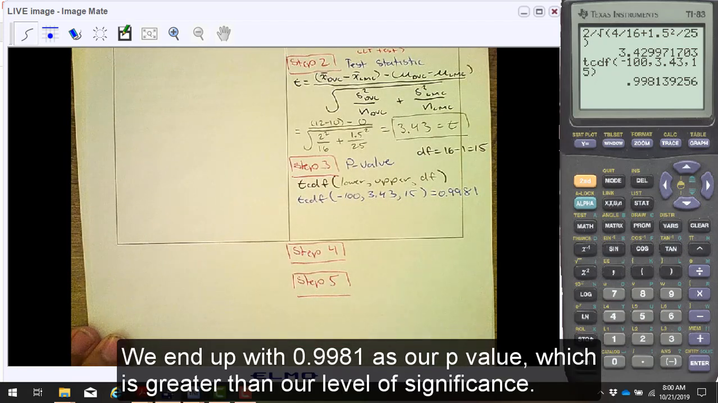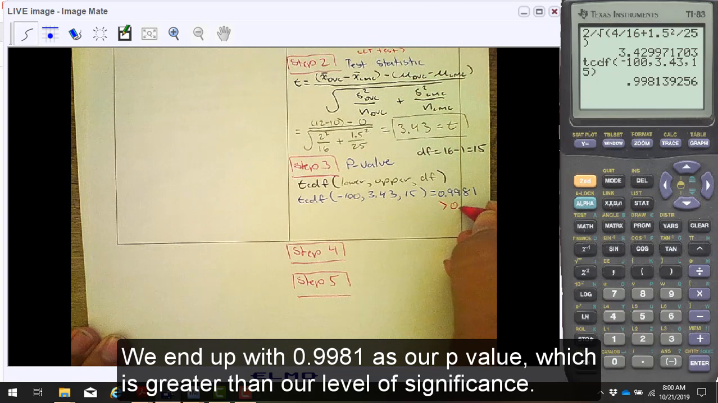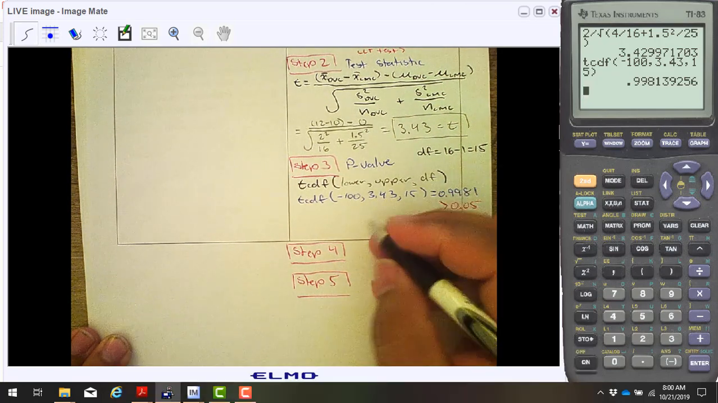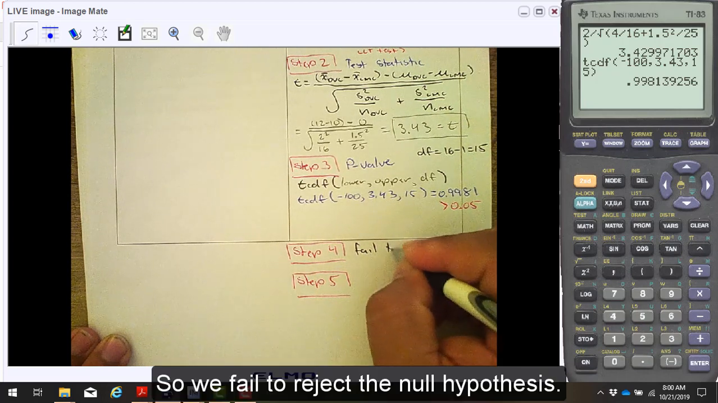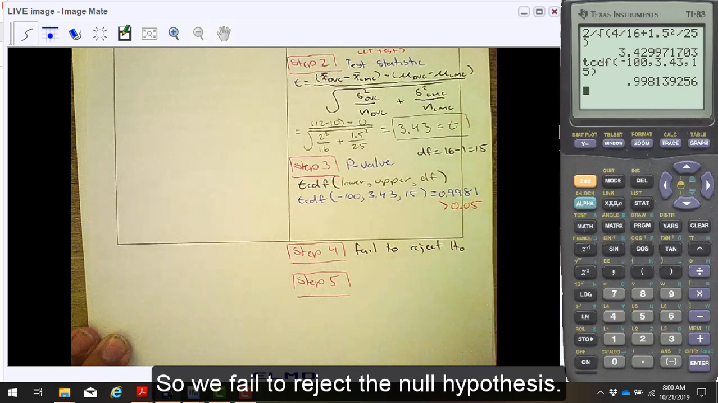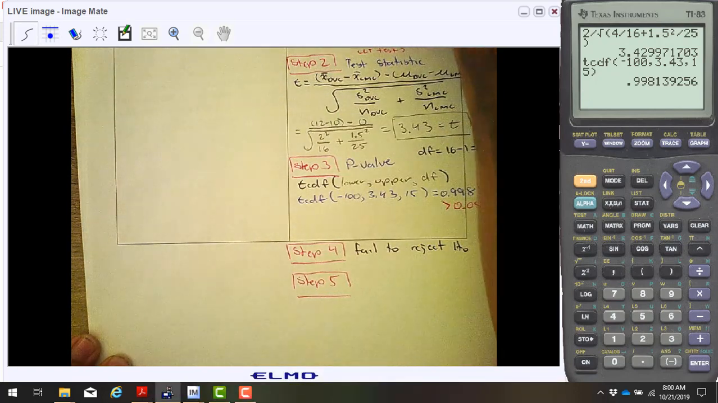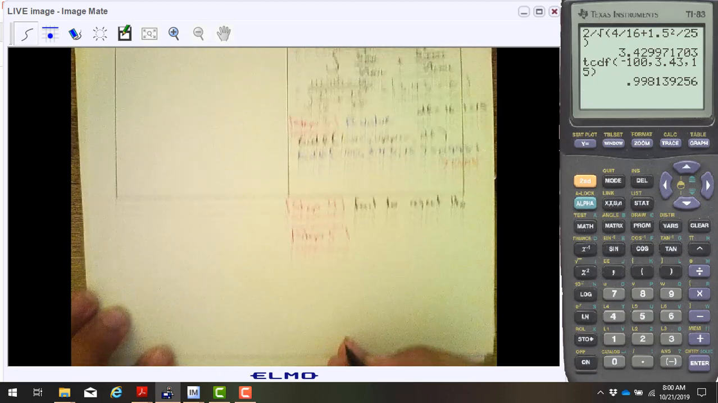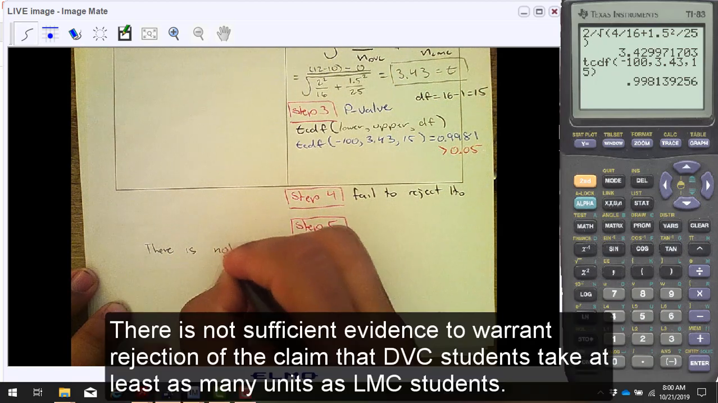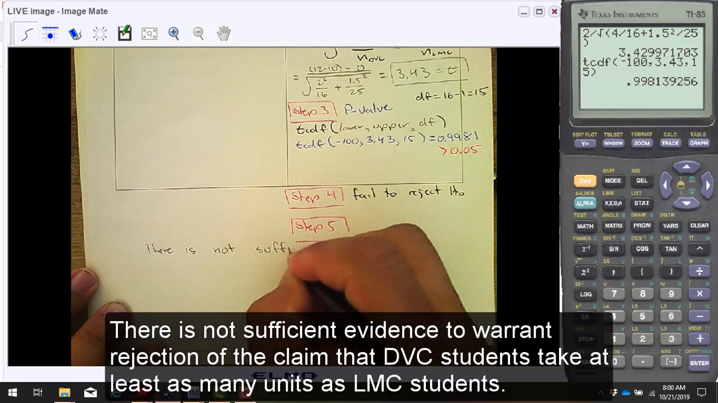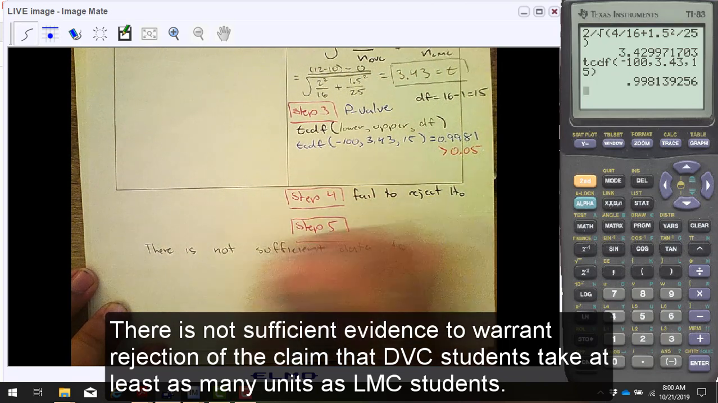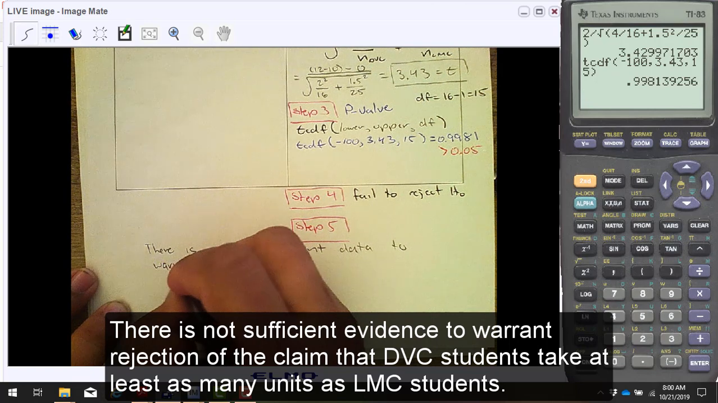We end up with 0.9981 as our p-value, which is greater than our level of significance. So we fail to reject the null hypothesis. There is not sufficient evidence to warrant rejection of the claim that DVC students take at least as many units as LMC students.